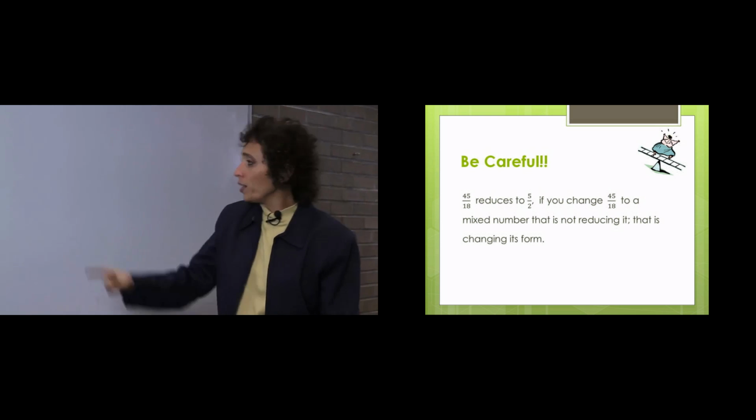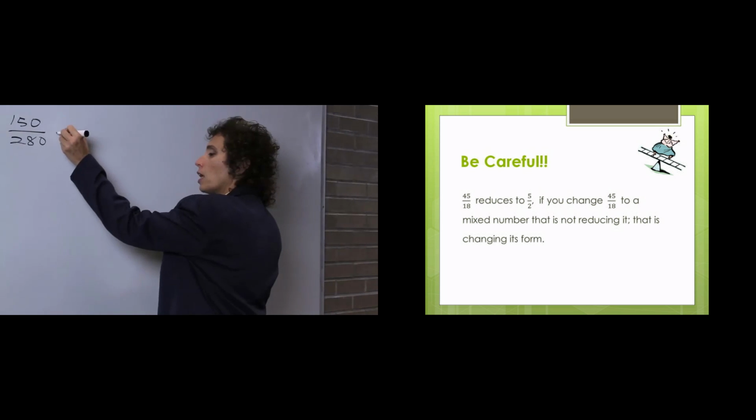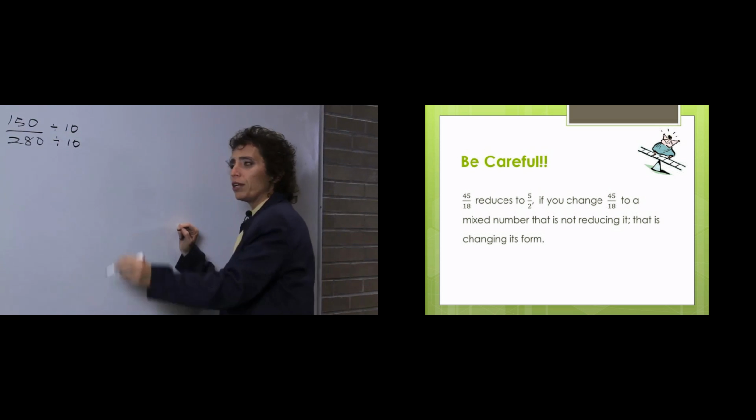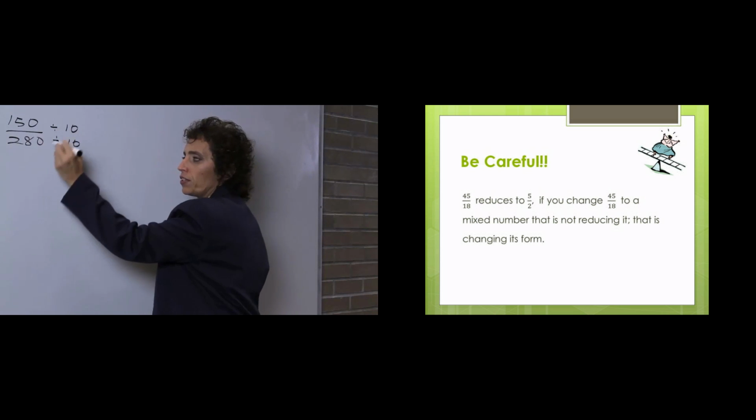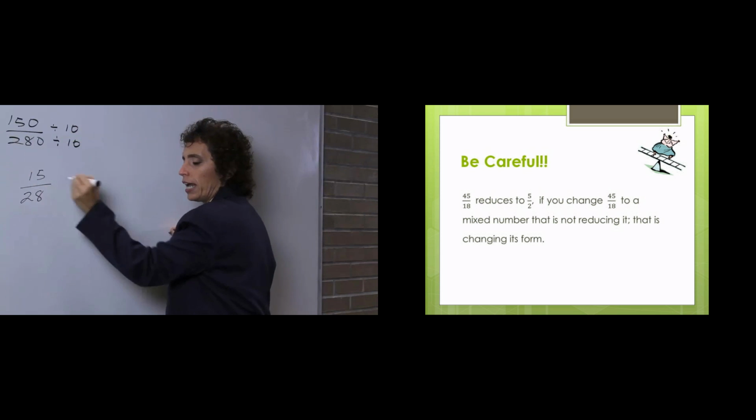You know how we can do that? We can get rid of those zeros. You know why? Because I definitely know that 10 will go into both of these because of the zeros at the end. And that will get rid of the zeros. 150 divided by 10 is 15. 280 divided by 10 is 28. That seemed like a fair way to go.